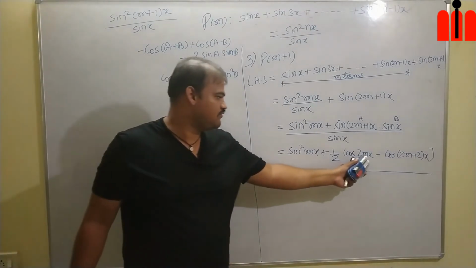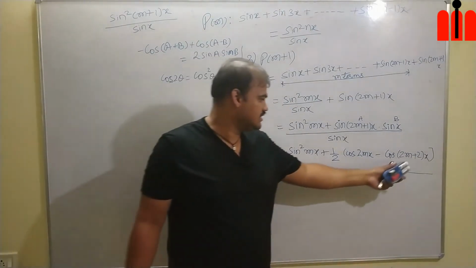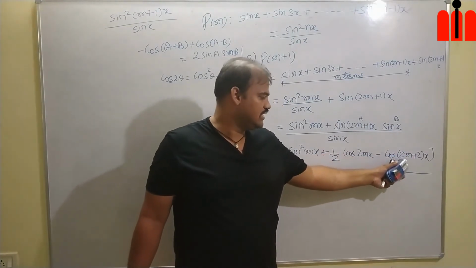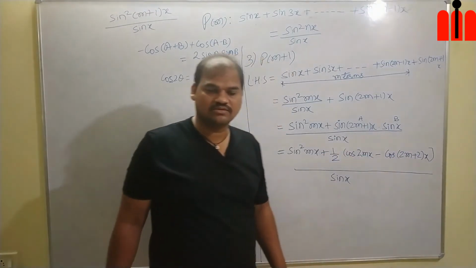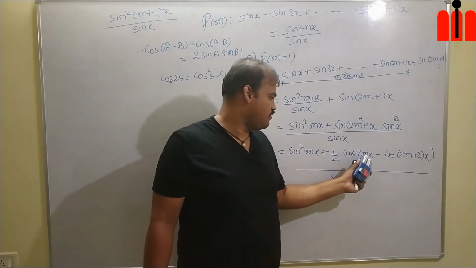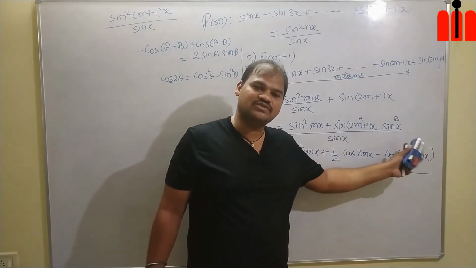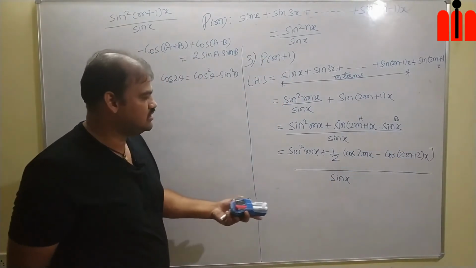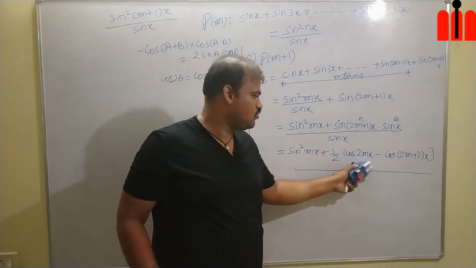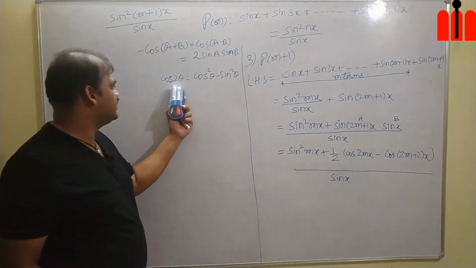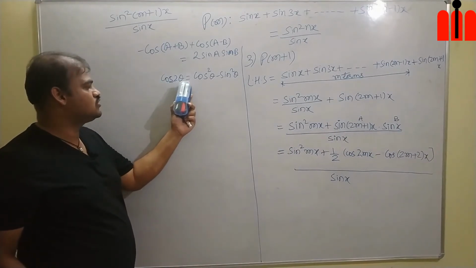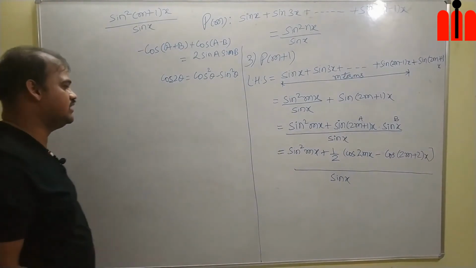So here it is in the form of 2mx, and if you take 2 common, then it is 2m plus 1x. So it is in the form of 2mx, and it is in the form of 2m plus 1x. So both these terms we will make in the form of cos 2 theta, which is cos square theta minus sin square theta.